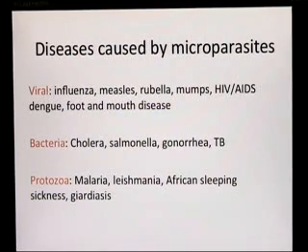Okay, so viral diseases: influenza, measles, rubella, mumps, HIV, dengue, foot and mouth disease. Bacterial diseases: cholera, salmonella, gonorrhea, tuberculosis. Protozoan diseases: malaria, leishmania, African sleeping sickness, giardiosis. Okay, so these are all the diseases to which SIR type models apply.